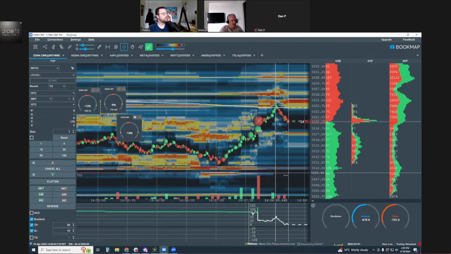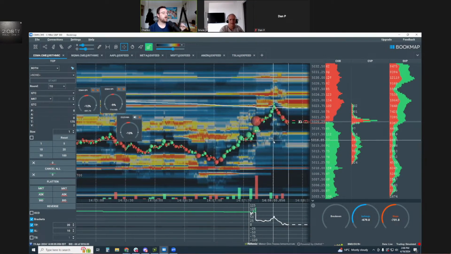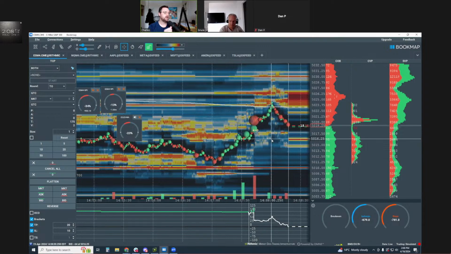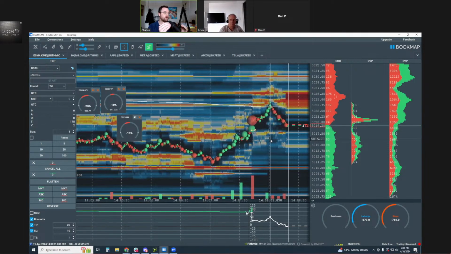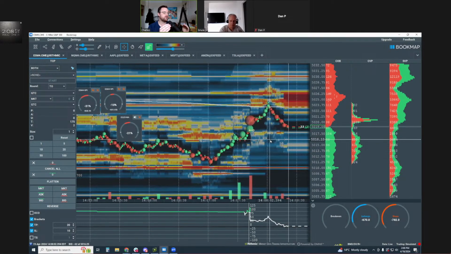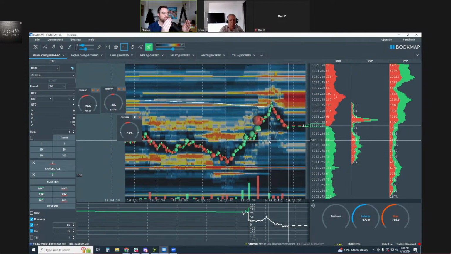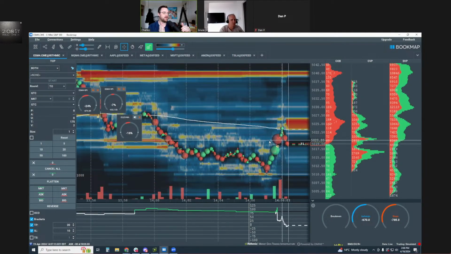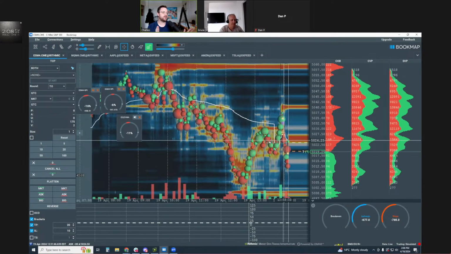Okay, when we're combining these two together, one is the volume pressure and one is a change in the order books, which is more buyers or sellers. So what are we seeing when it goes red or goes green? What was it actually indicating?